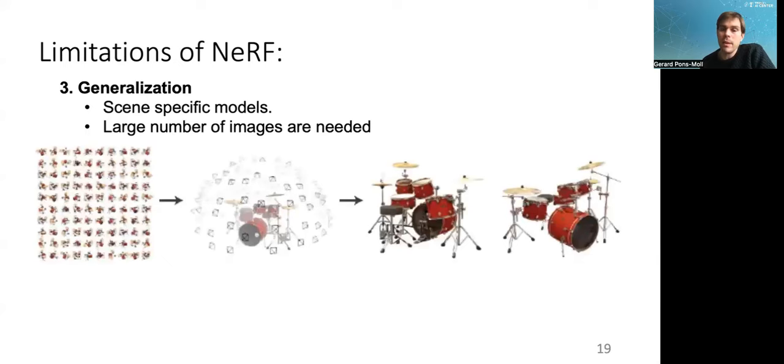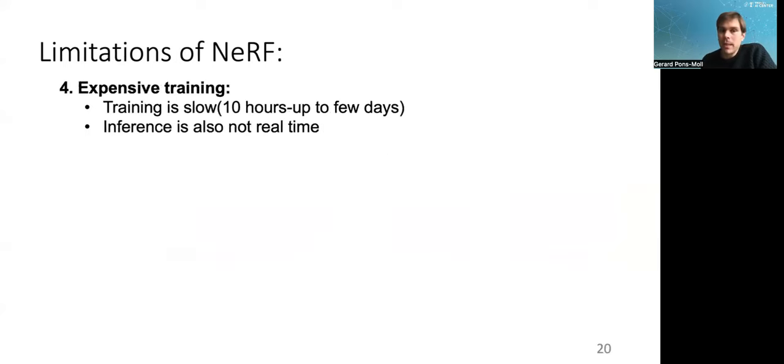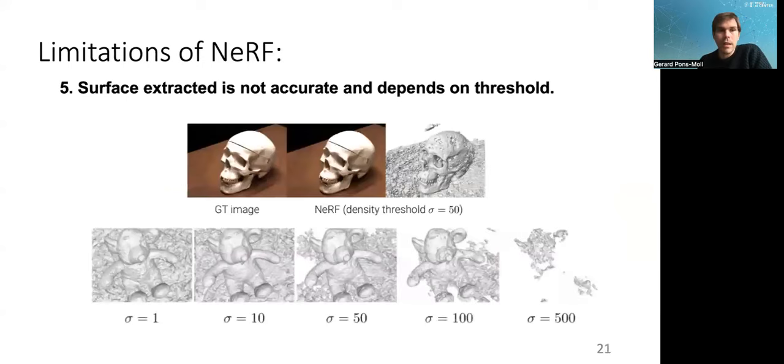This is also, even now, an open issue. And it's expensive to train. It takes from 10 hours up to a few days to train. Inference is also not real time, especially calculating these integrals is expensive. And the extracted surface is not very accurate. You always need to threshold the density in order to obtain this surface, and that's typically not very accurate.